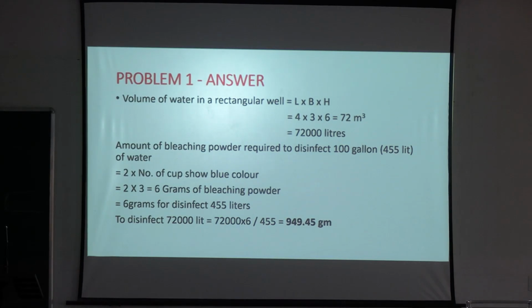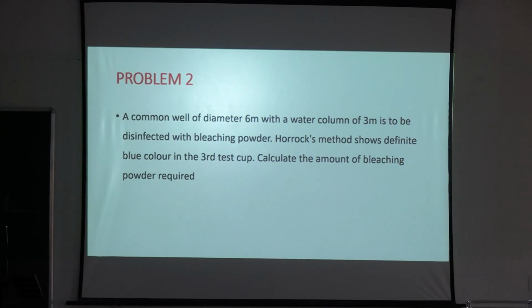So next question, we'll go to the next question. It's a similar problem only, just now the well is a cylindrical one. So it will be pi r square h, or as diameter is given, pi d square h by 4, into 1000.